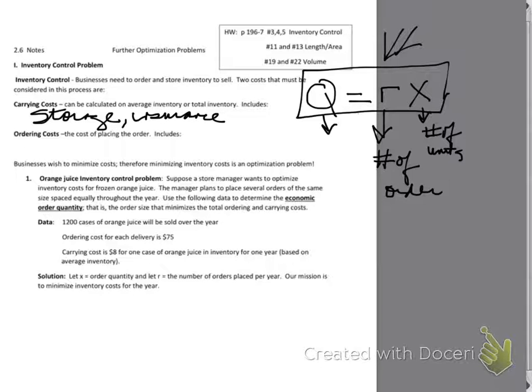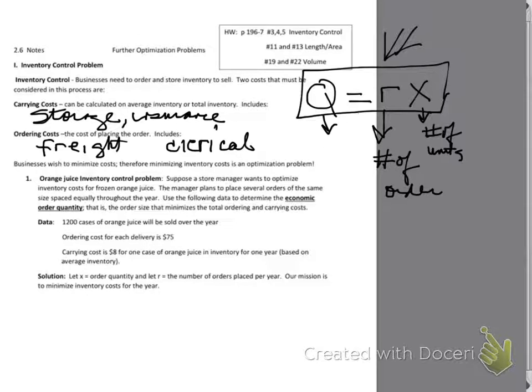Then in addition, you have ordering costs. And ordering costs is basically the cost of placing an order. So you may have some freight charges. You may need clerical help to place the order, clerical help to check in the order and to move it to the place it's going to be stored. So those are the kind of things under ordering costs.